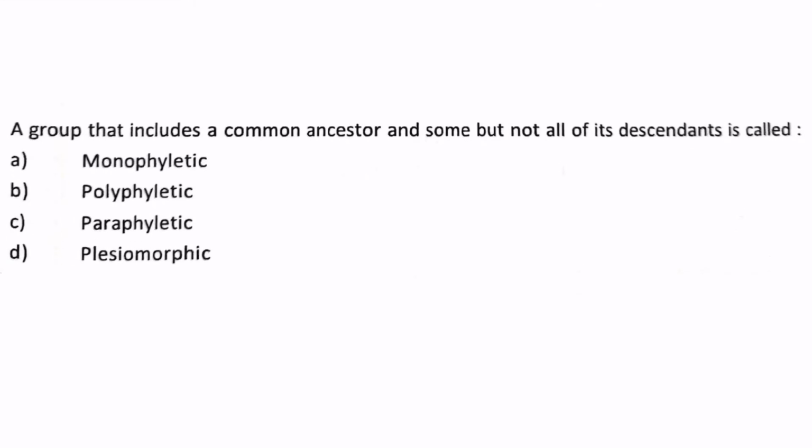Next question. A group that includes a common ancestor and some but not all of its descendants is called. Well, again here the answer will be paraphyletic. It is the group of taxon that includes only some of its descendants, whereas monophyletic includes all of its descendants and all the common ancestors. Here the term plesiomorphic means if there is any change in the course of evolution, the original characters of that particular organism are the plesiomorphic characters.